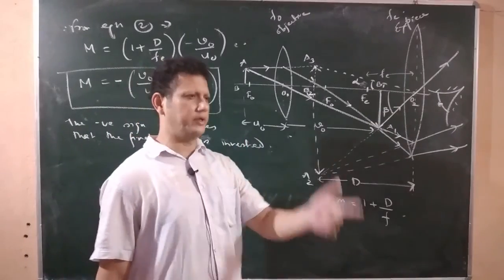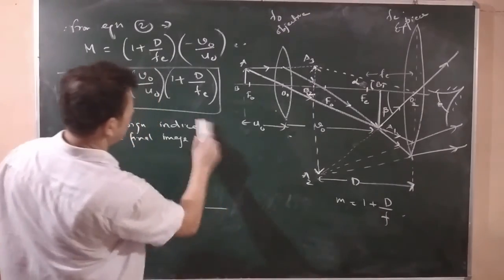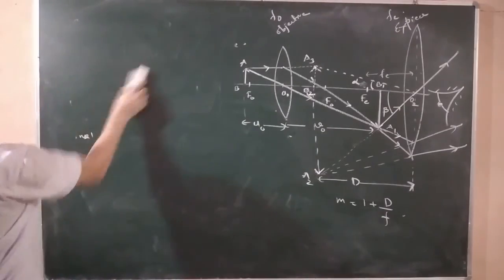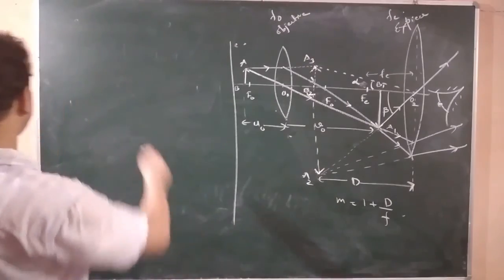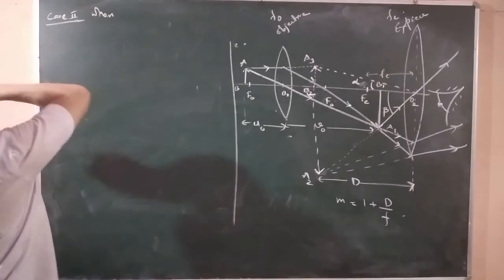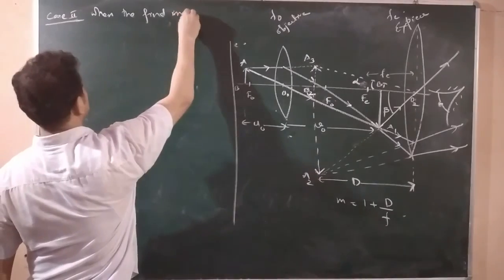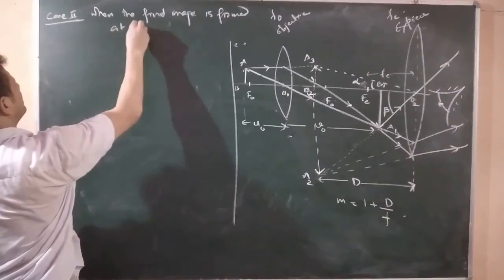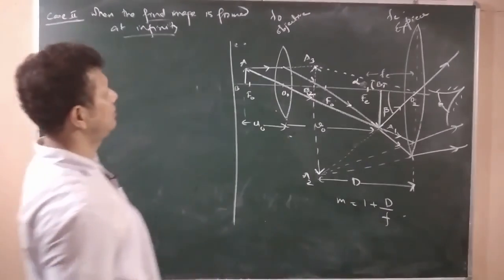Now we shall discuss the second case in which the final image will be formed at infinity. I will be drawing the ray diagram just next to it, then it will be a little bit easier to compare. So case 2 is when the final image is formed at infinity. This was the first case.